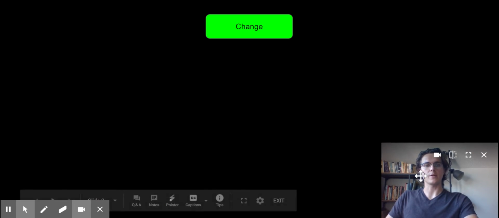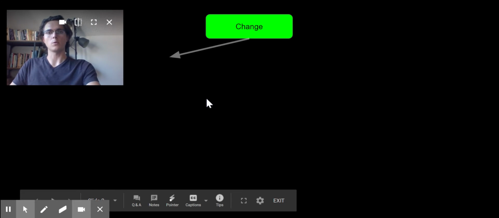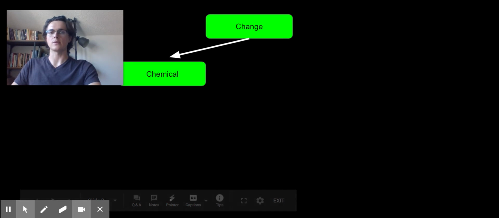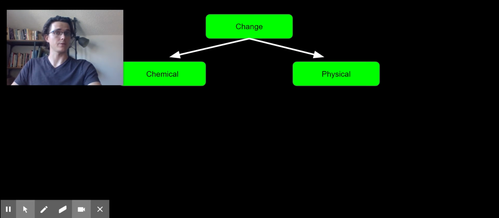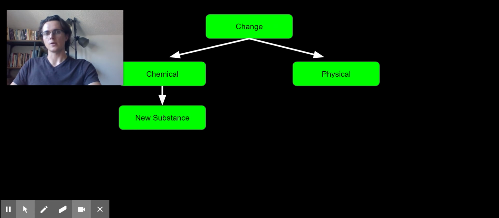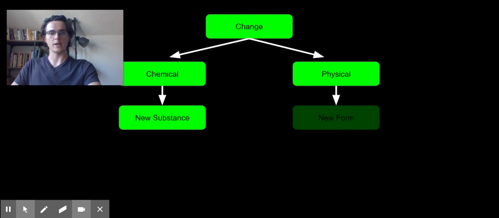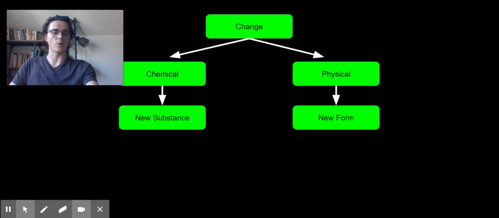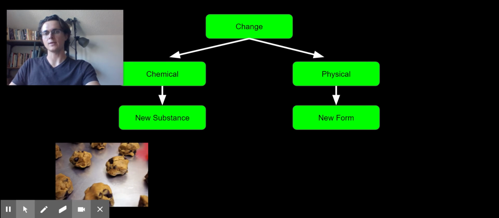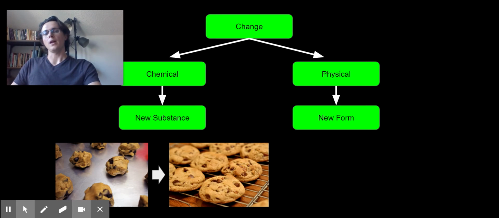So there are two types of change, and we'll talk about both of them in this class. There's chemical change and there's physical change. And we're talking about chemical change in this video. So chemical change involves the formation of a new substance, whereas physical change involves a new form of a substance developing. Okay, so what that means is a chemical change would be like putting cookies into the oven and then coming out a new substance.